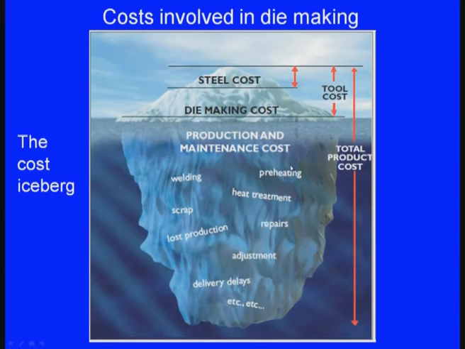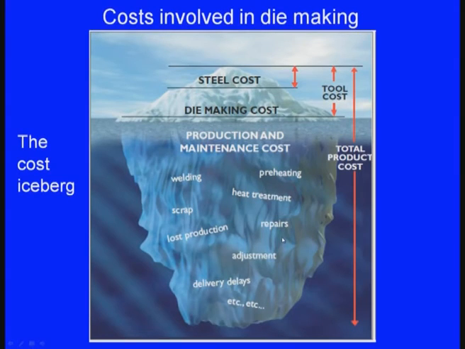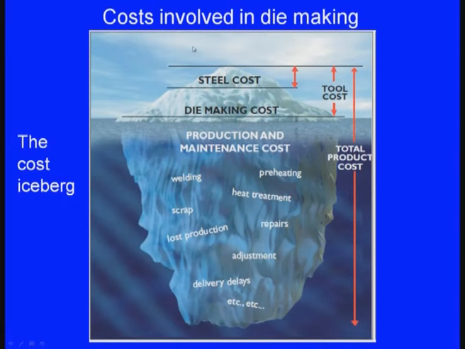Production and maintenance cost, right? If preheating is there, we have to do the welding, and scrap will be there, that also costs us. Heat treatment, repair will be there, last production adjustment will be there, delivery delays, and so on. All these elements contribute to the total cost of the die. So, these are the costs involved in die making.